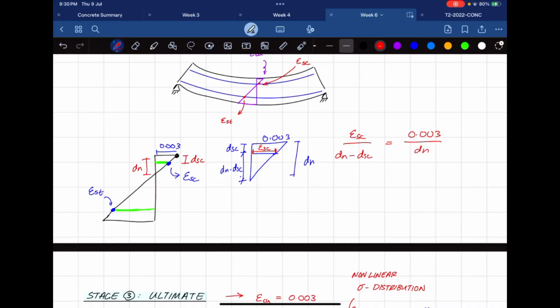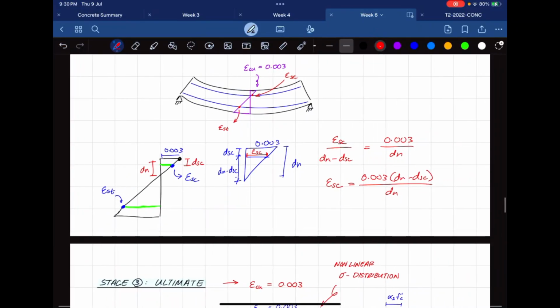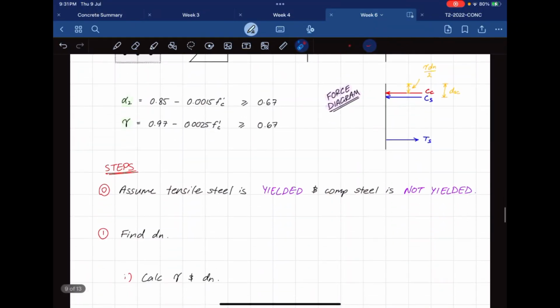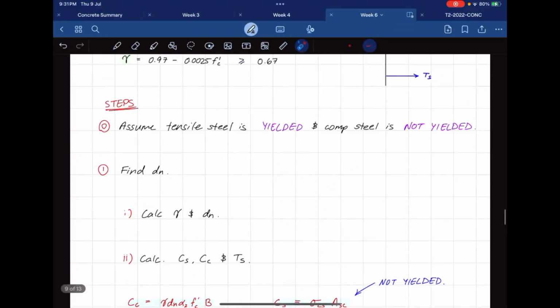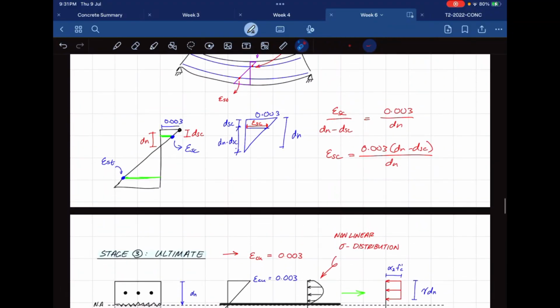Over dn. So pretty much I'm looking at this triangle, comparing it to this triangle, the similar triangles, right? So this is the value that's unknown. Everything else is known. Later on, I'll show you where we need this. So this is going to be 0.003 times dn minus dsc over dn. I'm running through this really quickly because we're running out of time, but this is something we're going to need. Where is it? Down here. I'll come back to it, and I'll probably re-explain how to get this part as well.